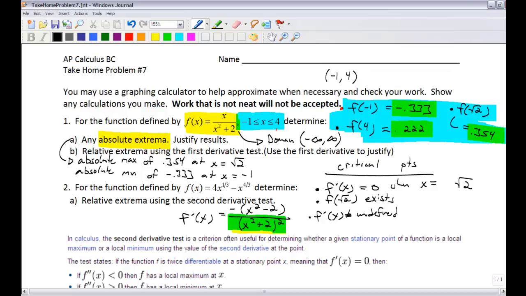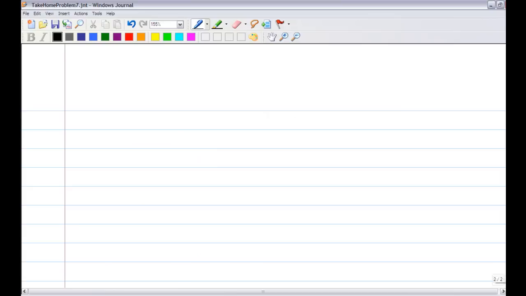Okay, next we go to relative extrema. It says use the first derivative to justify. So this one's going to take us a little longer, but it's not bad. Relative extrema are just like the high points and the low points. And we've already done a lot of work, so it'll help us. So f of x equals x over x squared plus 2. We're looking at -1 to 4.